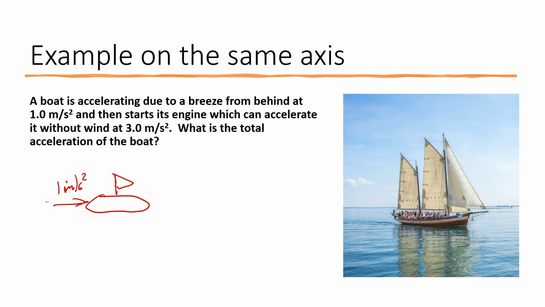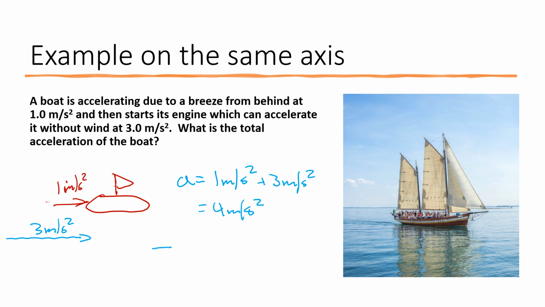And then the engine kicks in and generates an additional 3 meters per second squared worth of acceleration. What is the total acceleration? Well, the acceleration is just going to be the sum of those two vectors, or 4 meters per second squared. If we wanted to draw it, it would just be that 3 meters per second squared vector plus an additional 1 going on the end of it, or 4 meters per second squared.